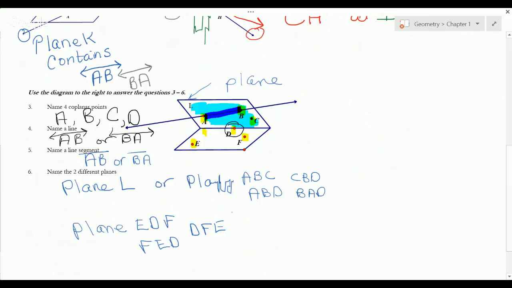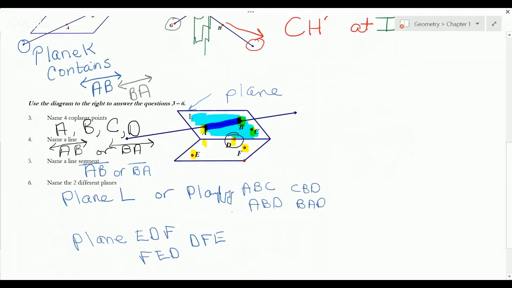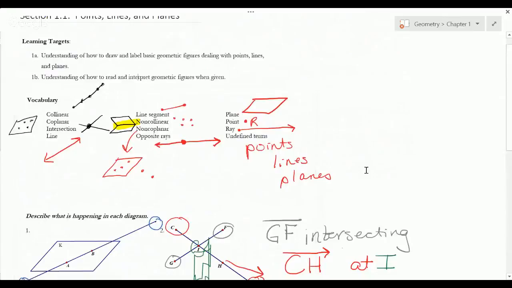Okay, so going back, the most important thing from this lesson is your vocabulary. You have to learn this vocabulary. Without learning this vocabulary, it's going to be difficult to understand how to read it and draw the pictures.